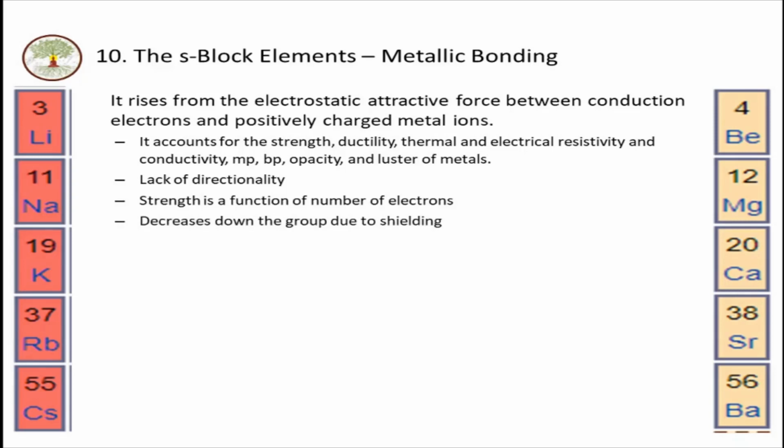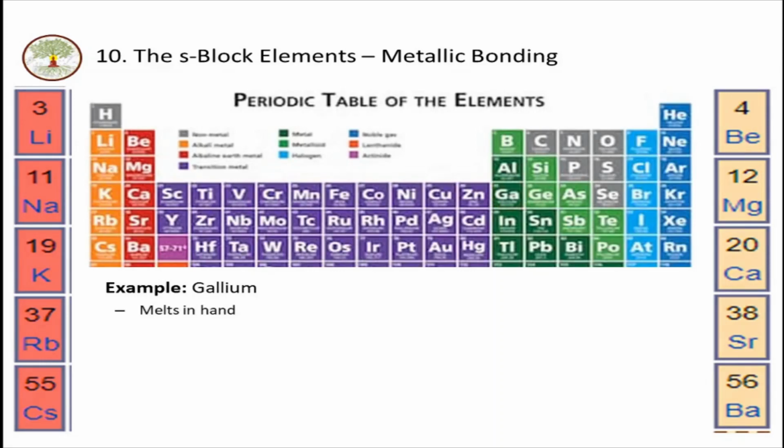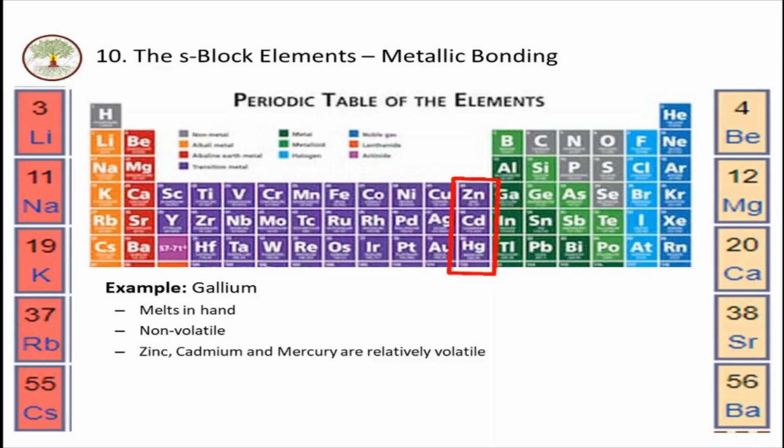To understand better, let us take an example of gallium. Gallium can melt in your hand just above room temperature. But still, liquid gallium is non-volatile due to metallic bonding. Whereas, if you take the example of zinc, cadmium and mercury, they are relatively volatile. It is due to their electronic configuration, which resembles a noble gas. All their electrons are paired, and therefore delocalization of electrons is less.